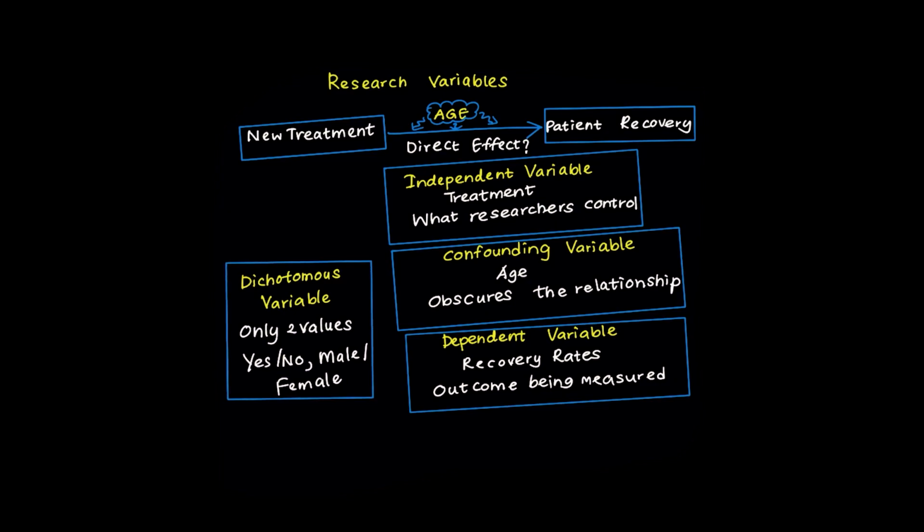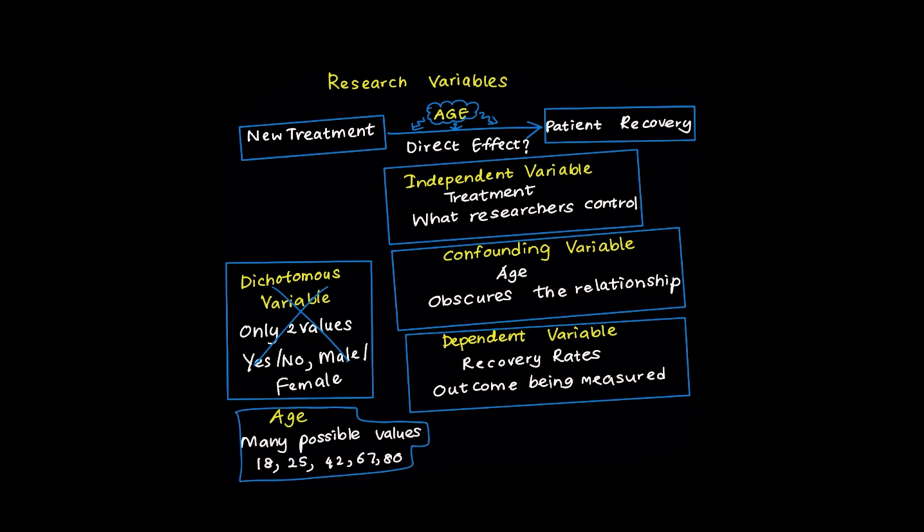A dichotomous variable just means something with two possible values, like yes or no, which doesn't describe age since it spans many possible values. Understanding confounding variables is crucial because they can lead to false conclusions if not properly controlled for in research design.